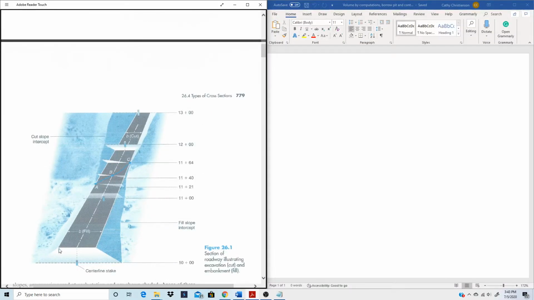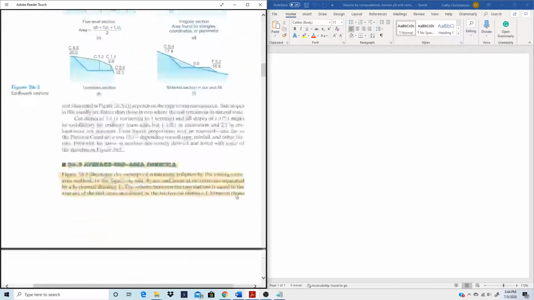Remember, this area was a fill, and then it transitions from a fill to a fill and a cut on both sides to a cut and then a cut all the way out. So the table is set up based off these stations. So 10, 11, so there's 100 feet. It starts changing here at station 11 plus 21, 11 plus 40, 11 plus 64, and then this goes all the way into a cut. Alright, so they set it up like a table.